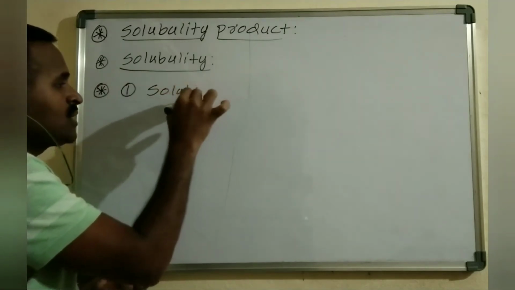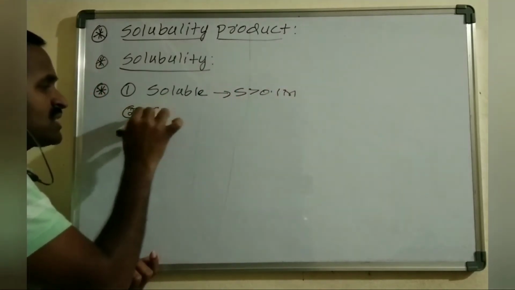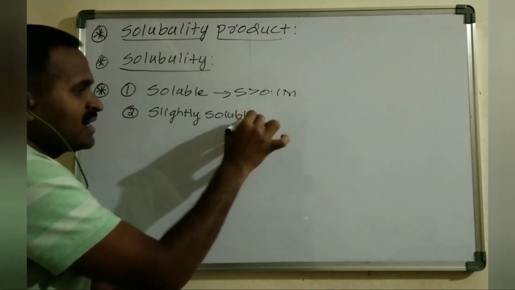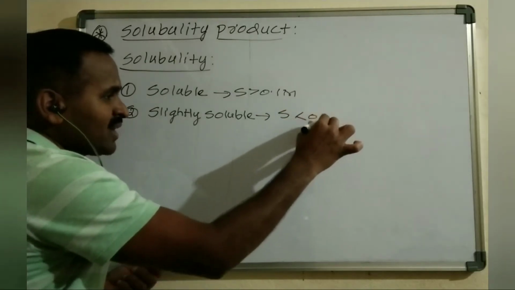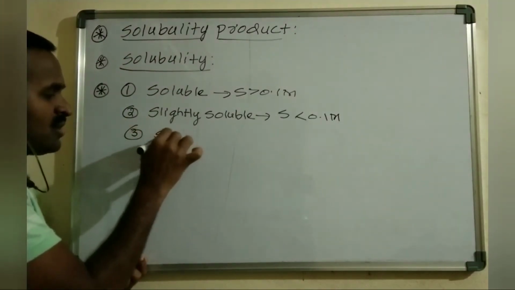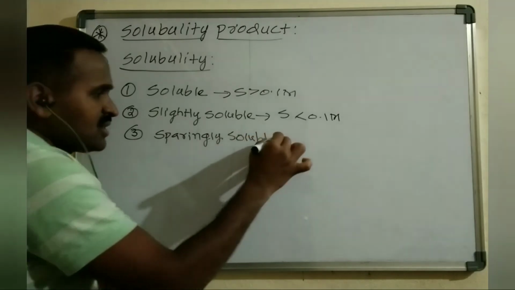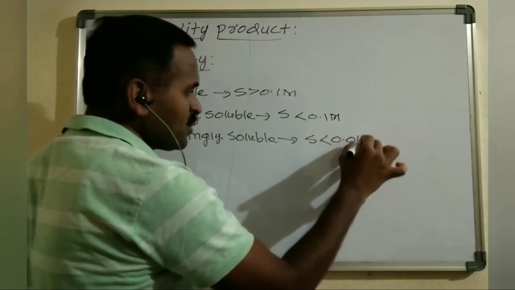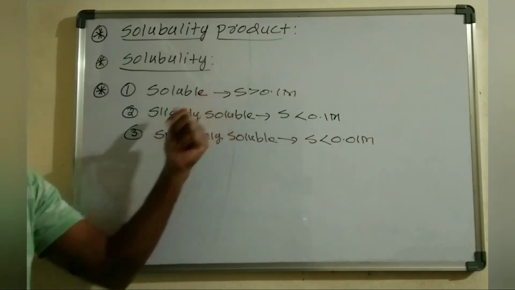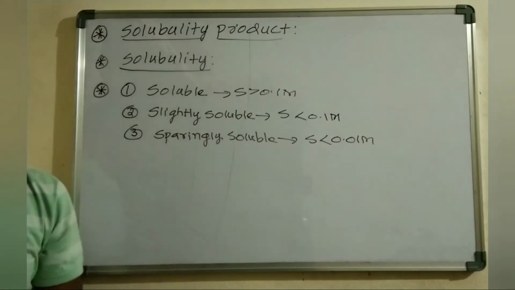Based on the solubility, salts are further classified into three types. One is soluble salts, whose solubility is greater than 0.1 molar. The second is slightly soluble salts, whose solubility is less than 0.1 molar. The third is sparingly soluble salts, whose solubility is less than 0.01 molar, that means less than 10 power minus 2. So based on solubility, salts are of three types: soluble, slightly soluble, and sparingly soluble salts.